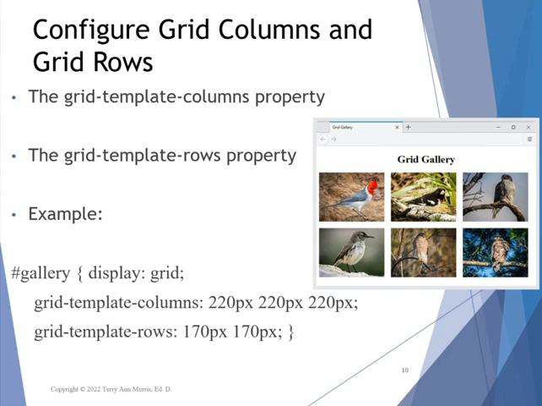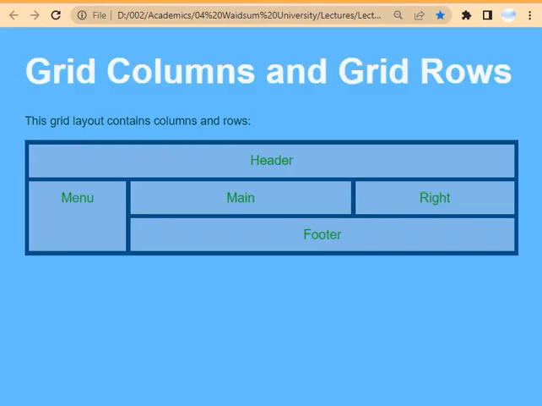Configure grid columns and grid rows. Grid tracks are defined in the explicit grid by using the grid template columns and grid template rows properties, or the shorthand grid or grid template properties. Tracks are also created in the implicit grid by positioning a grid item outside of the tracks created in the explicit grid. Grid columns and grid rows.